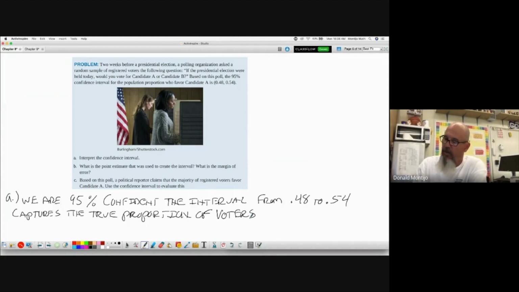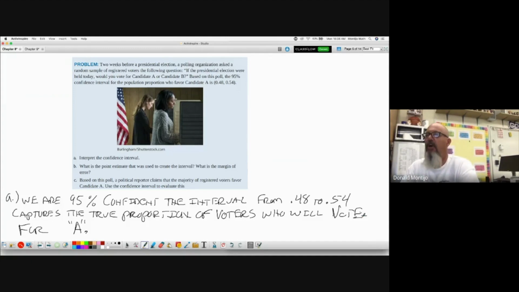Okay, so from 48 to 54 captures the true proportion of voters who will vote for candidate A. We must give context. Okay? So interpret this interval. I am 95% confident that the true proportion of voters who will vote for candidate A is between 48 and 54%. What is the point estimate used to create this interval, and what is the margin of error?